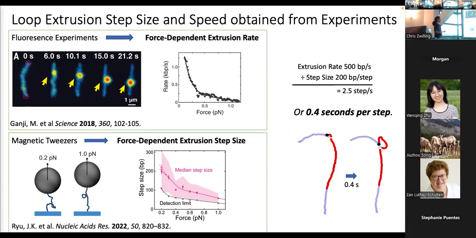So that's one parameter. Another one is the actual step size: how many base pairs get extruded every time this cycle happens. That was done by Ryu et al. They used magnetic tweezers, and they found at around 0.2 piconewtons of force, 200 base pairs. That's the step size. So then you can do the math and figure out that there are actually about 2.5 looping steps per second, which is the same thing as 0.4 seconds per step. So in our simulations, we do 10 loops every 4 seconds. That's how we have parameterized this.